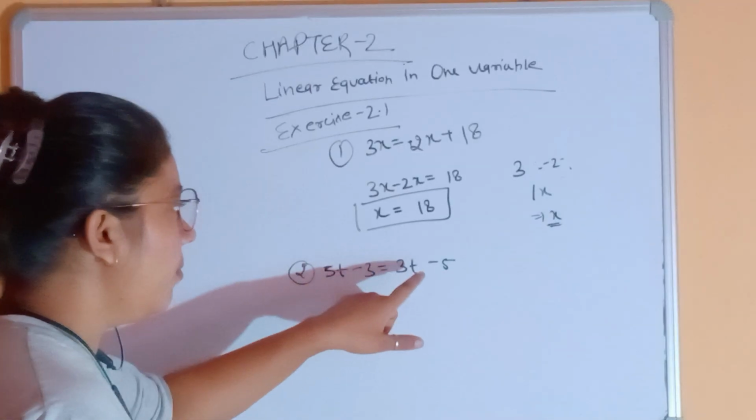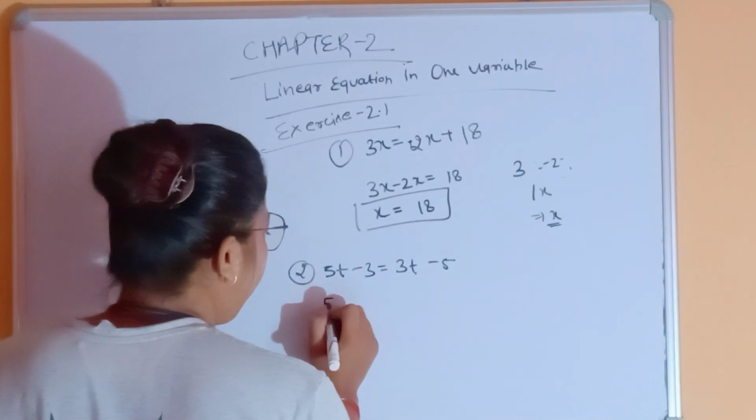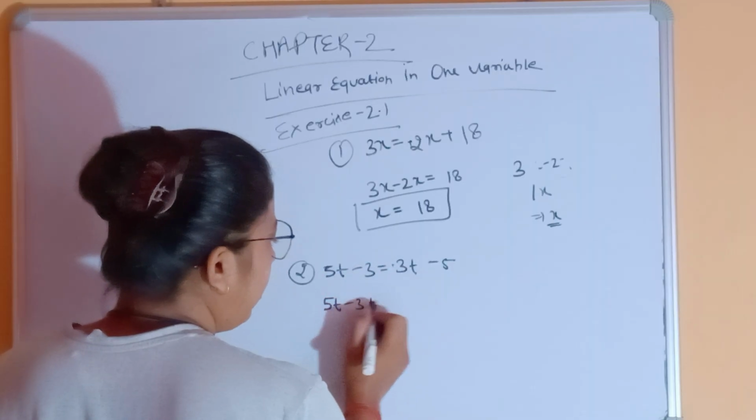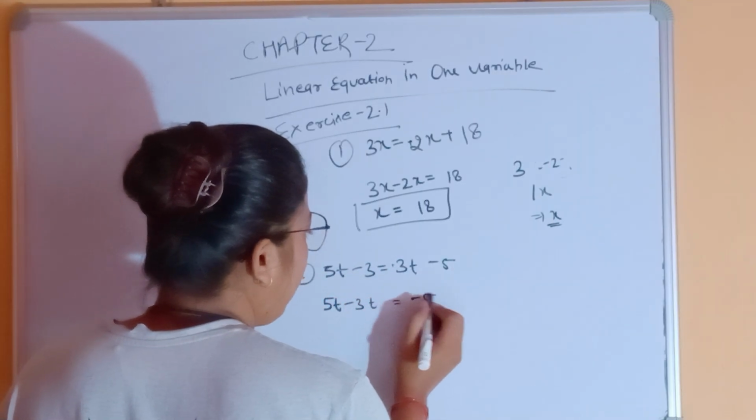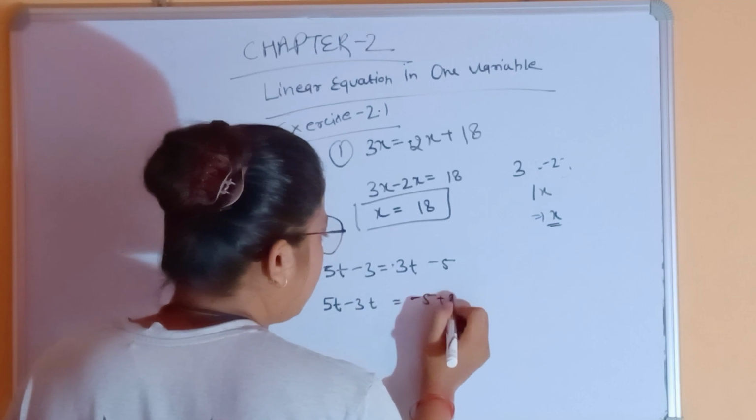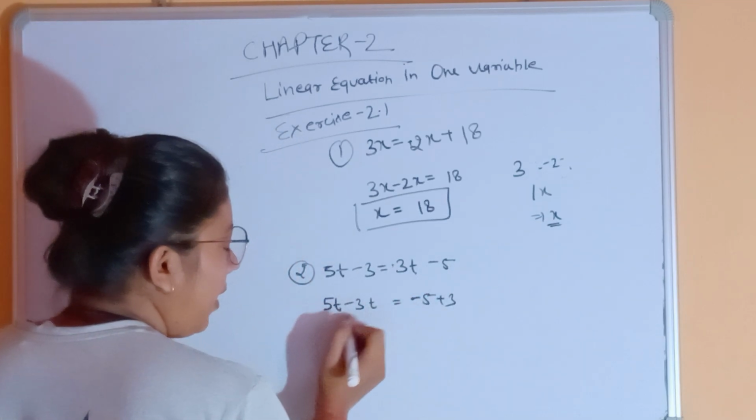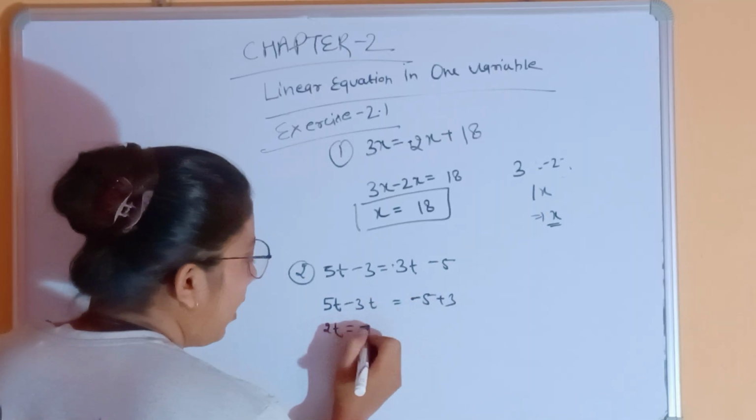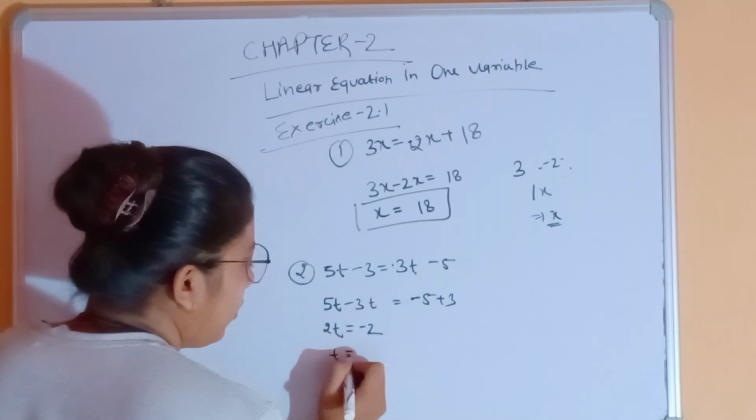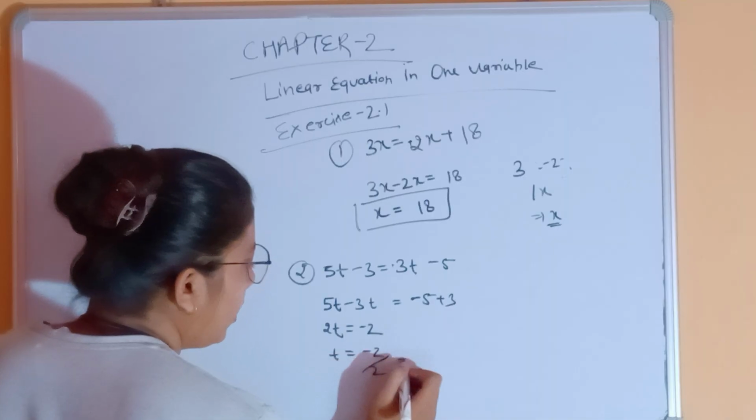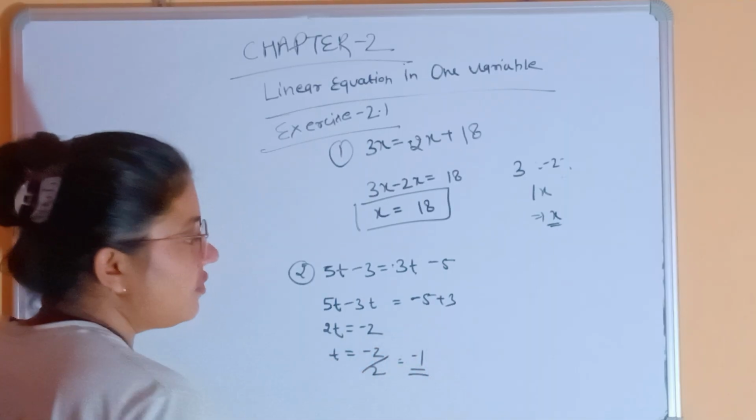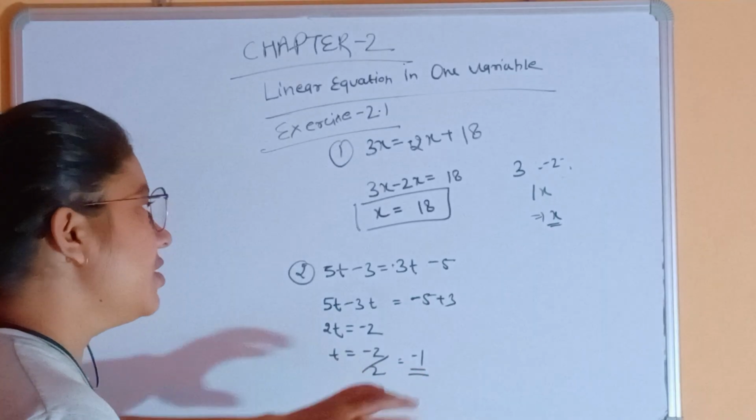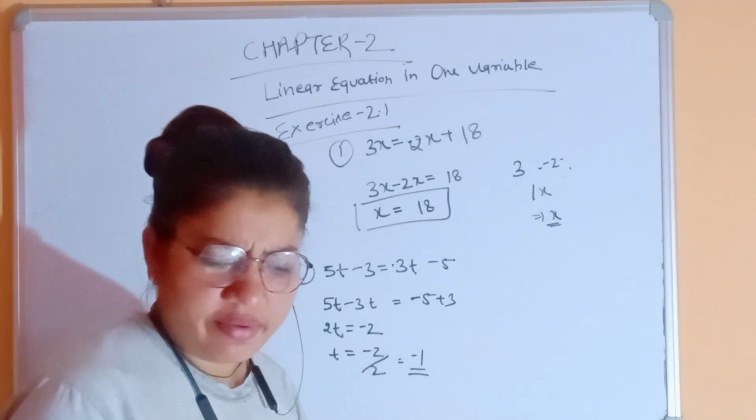So 5t is what is written here? 5t. Here is plus, if you take it here, then minus 3t. Okay. Minus 5, minus 3 is plus 3. Okay, so 5t minus 3t is equal to 2t. Minus 5 plus 3 is minus 2. That is t is equal to minus 2 by 2, that is minus 1. Okay, so the value of t is minus 1. So easily we find it one by one.